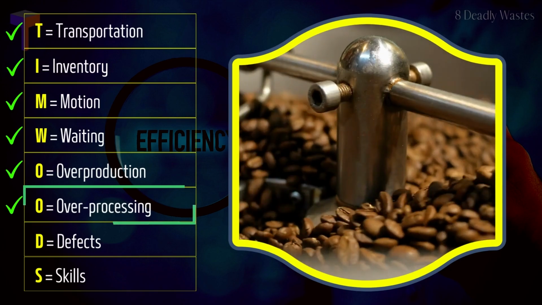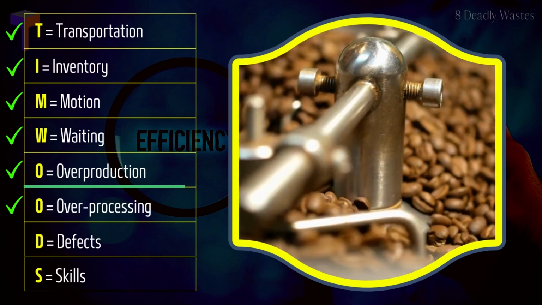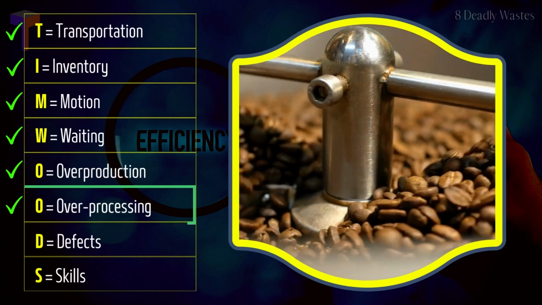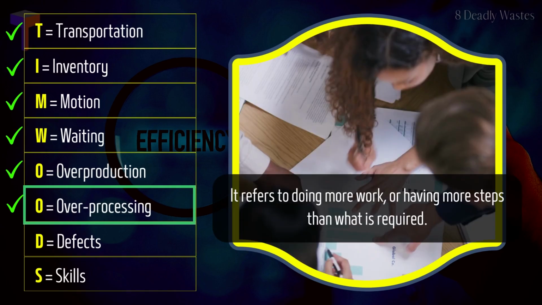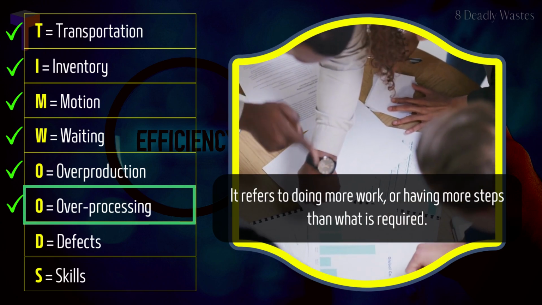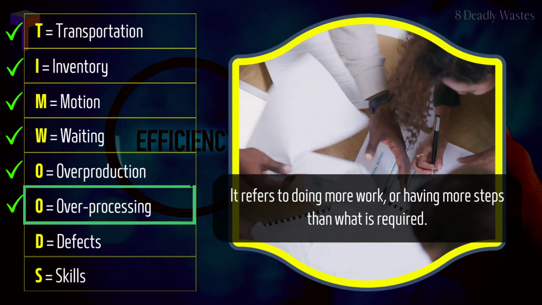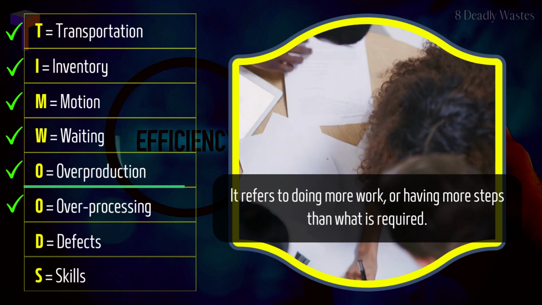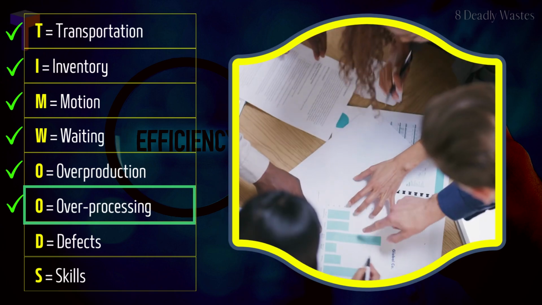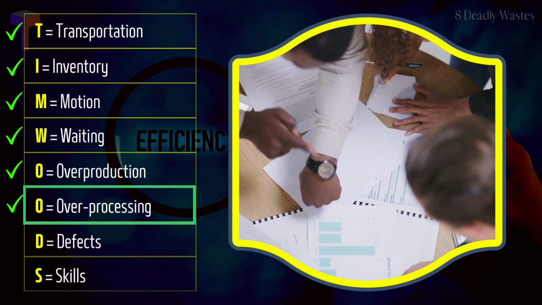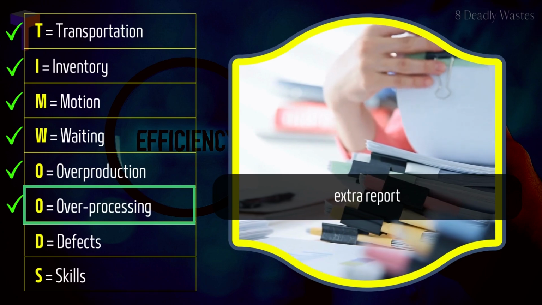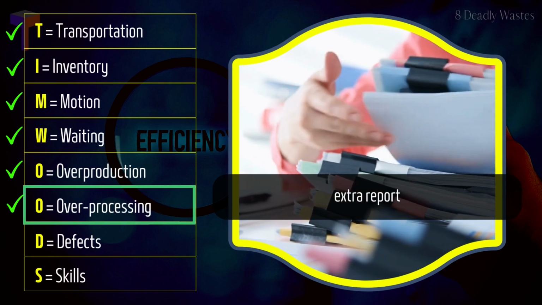Number 6. Overprocessing. Doing more than the customer wants, needs, or is willing to pay for is considered overprocessing. It refers to doing more work or having more steps in a product or service than what is required by the customer. For example, multiple approval levels for a small amount of money. Another is extra report information in addition to reports already generated by your software.